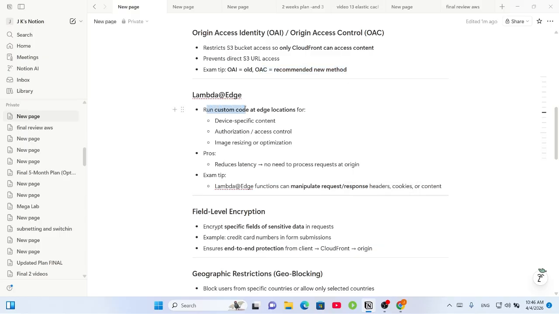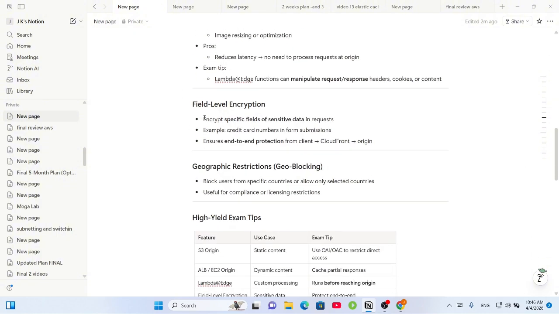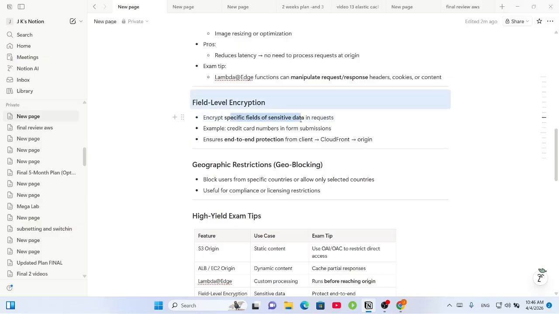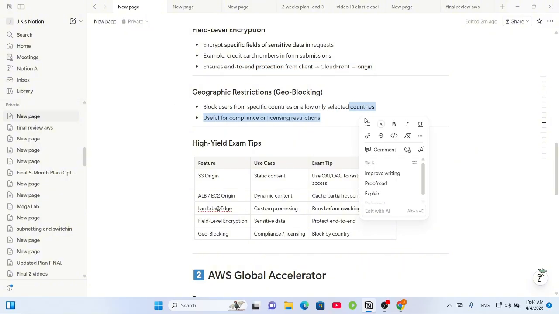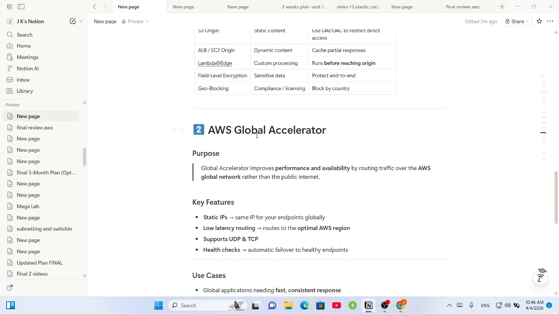Lambda@Edge runs custom code at edge locations for device-specific authorization, resizing, optimization, and access control. This reduces latency, since there's no need to process requests at the origin. A Lambda@Edge function can manipulate request and response headers, cookies, and content. Field-level encryption encrypts specific fields of sensitive data in a request, for example a credit card number on submission. It ensures end-to-end encryption from the client, through CloudFront, to the origin.